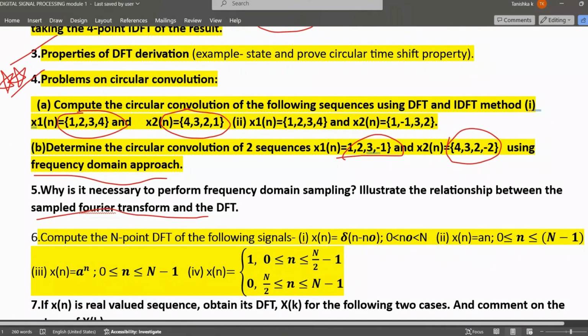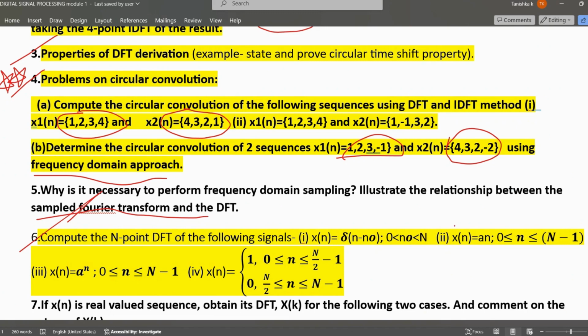See the sixth question. Compute the n-point DFT of the following signals. x of n is equal to delta of n minus n naught, where n naught is greater than 0 and less than n. Next, the second one, x of n equal to a to the power n, and this is the range, and this is the third and fourth sub questions. So you may get questions like these also. So study these type of questions. This is also important. Okay.